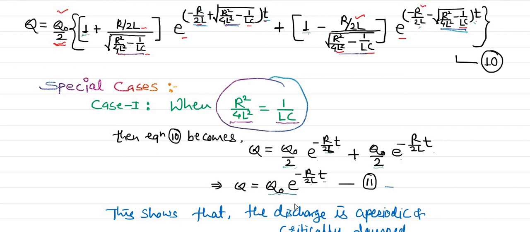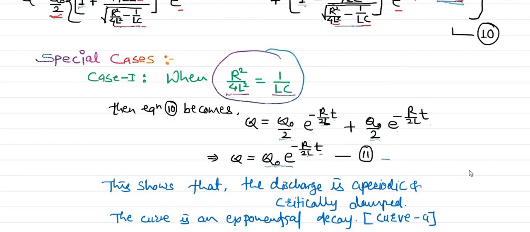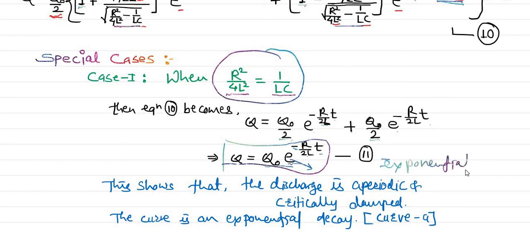So this shows that, looking at equation number 11, whatever the discharging taking place, it is taking place exponentially, and moreover here it is a negative sign, that's why it is exponential decay. So this shows that the discharge is aperiodic. Obviously it is not periodic, because every time it is going to decay, and it is critically damped.